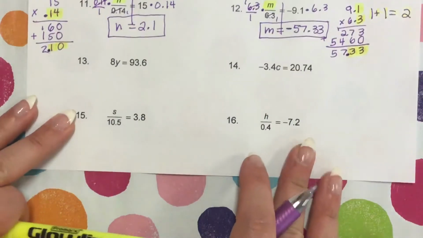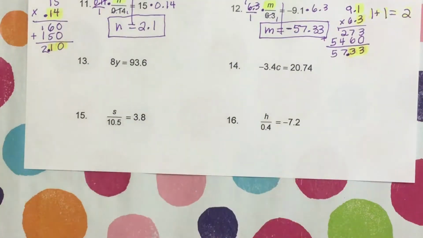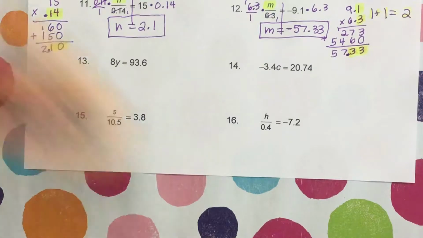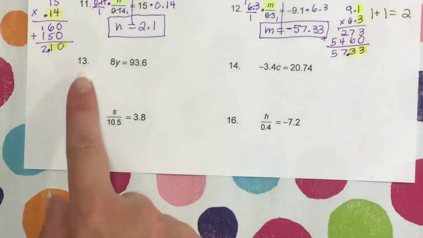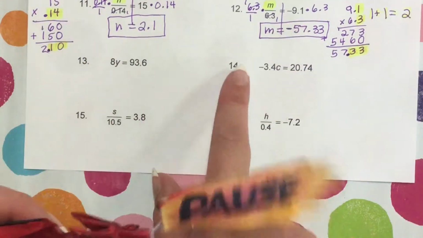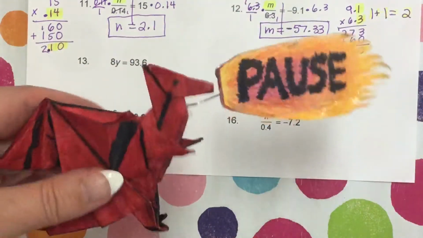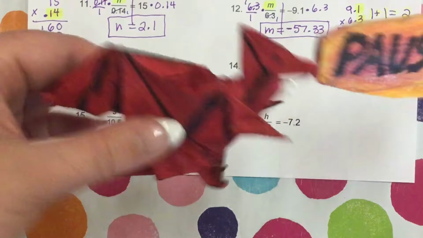All right. So now I think you should pause and go ahead. Oh, there's our friend the pause dragon. I want you to work out problems number 13, 14, 15, and 16. And when you get done with those, go ahead and press play, and we will see how you did. All right, see you in a little bit.